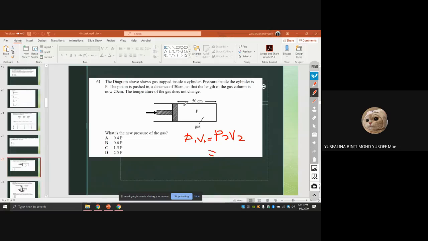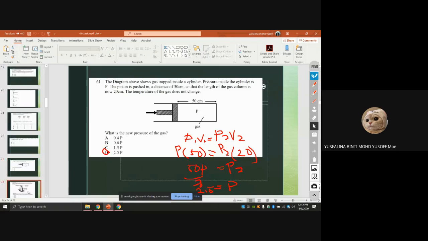So the pressure inside the cylinder is P, so we replace P1 with P. And V1, the volume of the gas, is 50 here. And P2 you need to find. Then it said it pushes a distance of 30, so now only 20 cm is left. So the new volume is 20. Then you want to find P2. So 50P divided by 20, so P is 2.5. So the answer should be D.